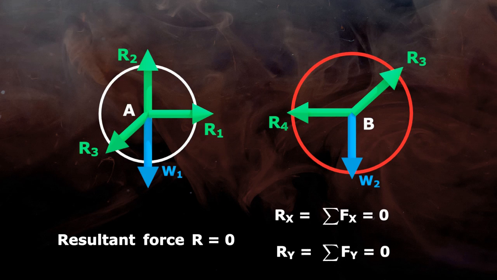So the first step in this method is to find out the x component and y component of each force. Now there are only two equilibrium equations, so we can find out only two unknown forces using these equations.